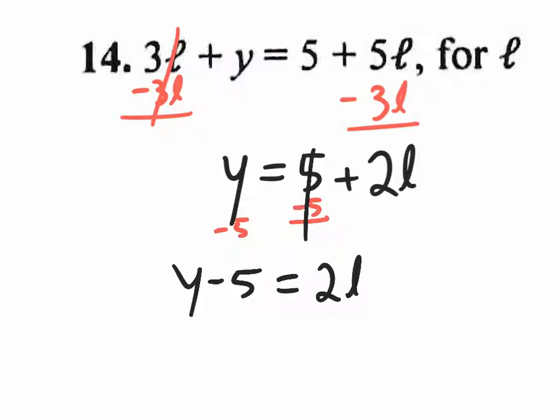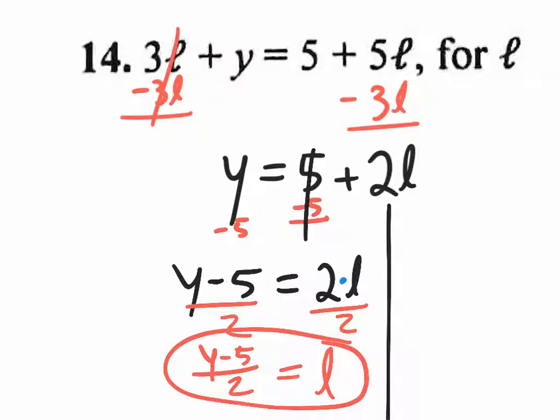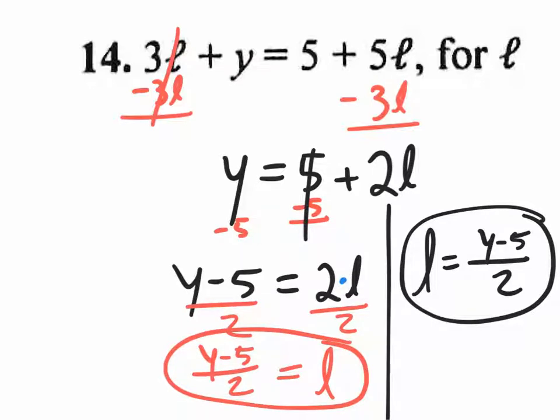So for my final step to get L by itself, I need to get rid of that multiplication of 2 by dividing by 2, divide the whole thing by 2. L equals y minus 5, all divided by 2. That's your answer. Of course, it's better to write the L on the left side. L equals y minus 5, all divided by 2. And there is no additional statement to say because the denominator is a nice number, 2.